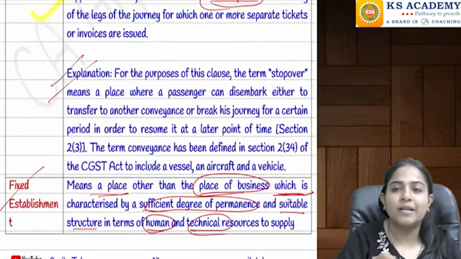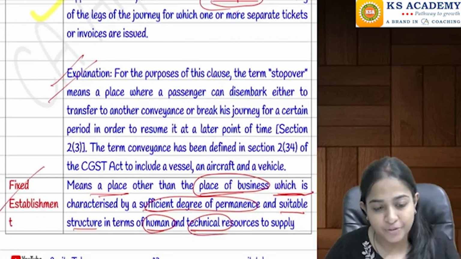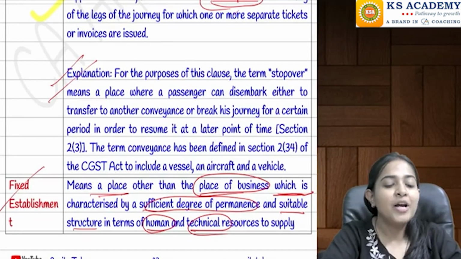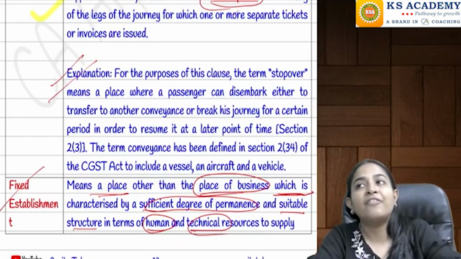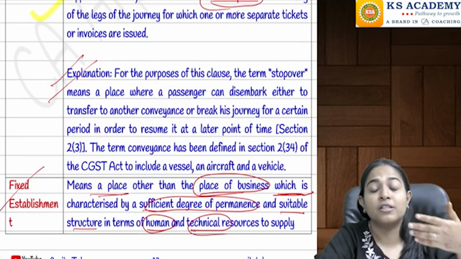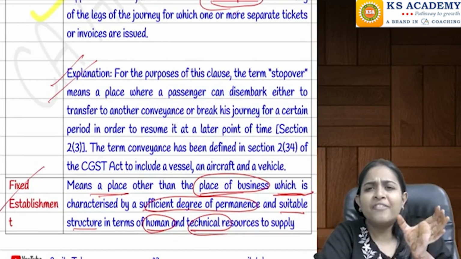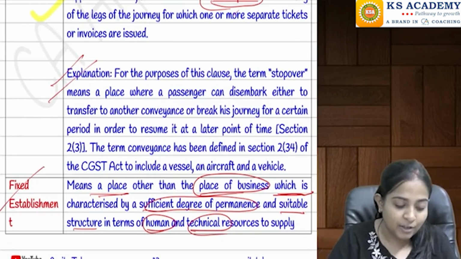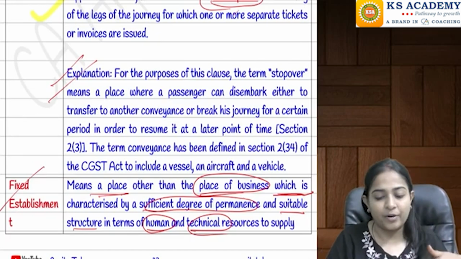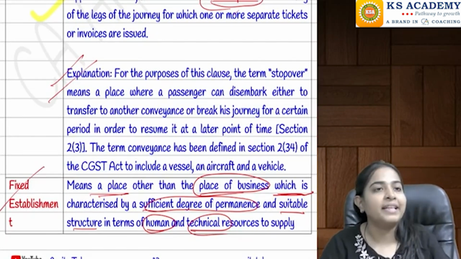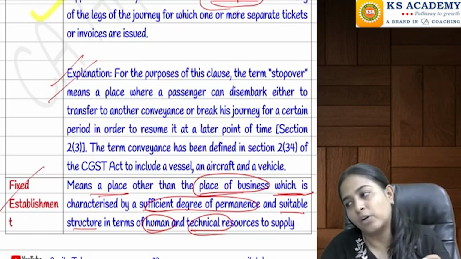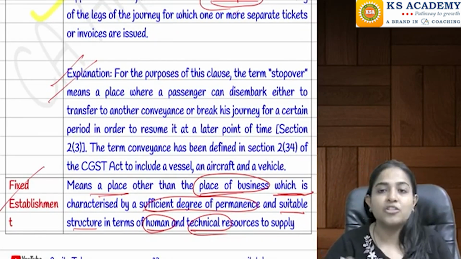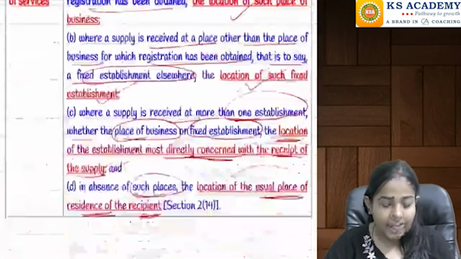Then after that, there was a definition of the term fixed establishment. One is your place of business, and place of business definition also we are going to do. Apart from that, if the operations are being carried on, or the service has been provided from some other place where there is a kind of permanency, then such a place will also be considered your fixed establishment. There you have human resources also, that is employees etc. sitting, and you have technical resources also to provide the services. Then such a place will be called a fixed establishment, right?